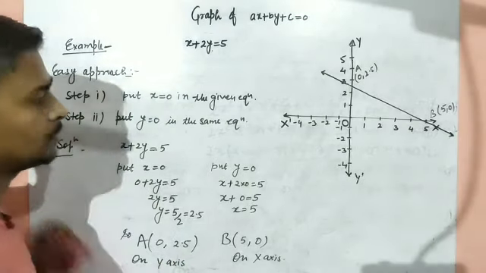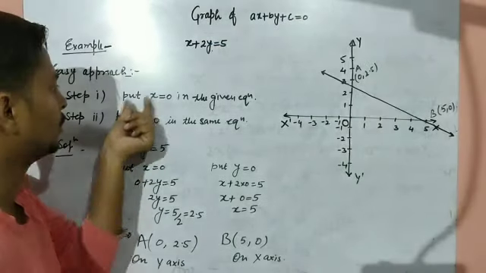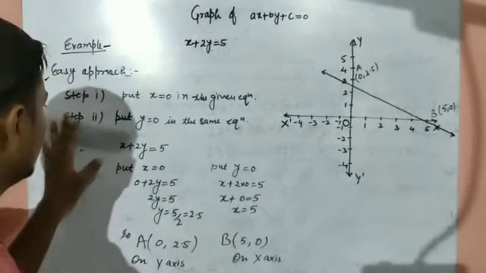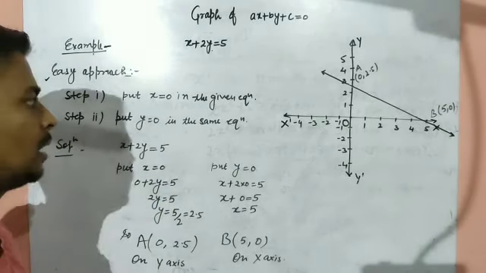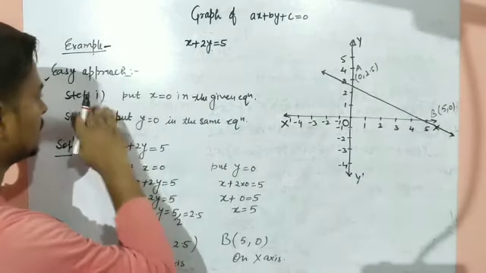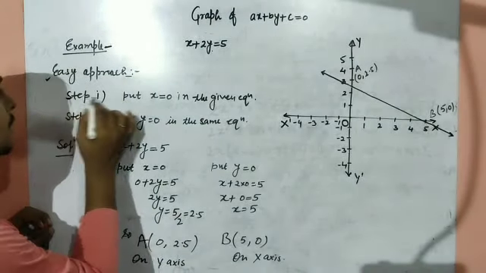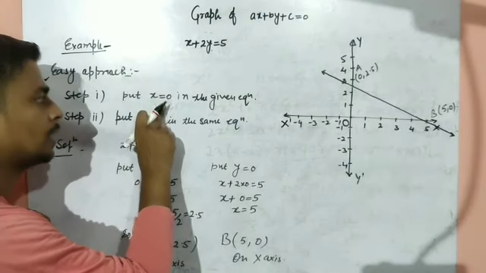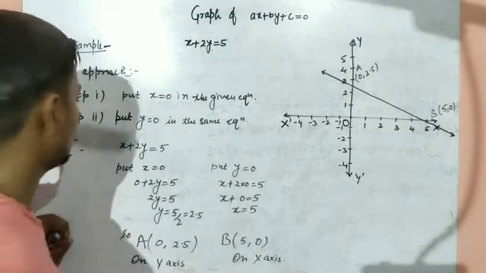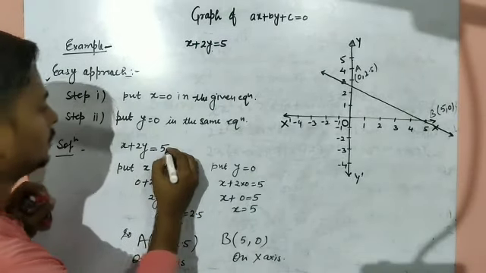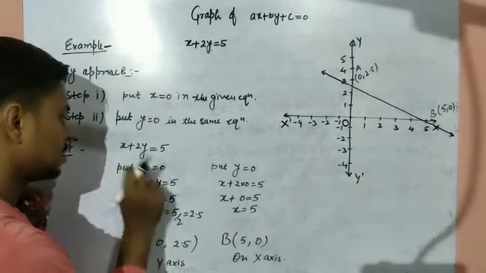There are two steps only. In the first step, in the given equation we will put x = 0, and in the second step we will put y = 0 in the equation, then we will solve that. These are easy steps, only two steps, not too much to think about. For this example, the equation is x + 2y = 5. First we will put x = 0.